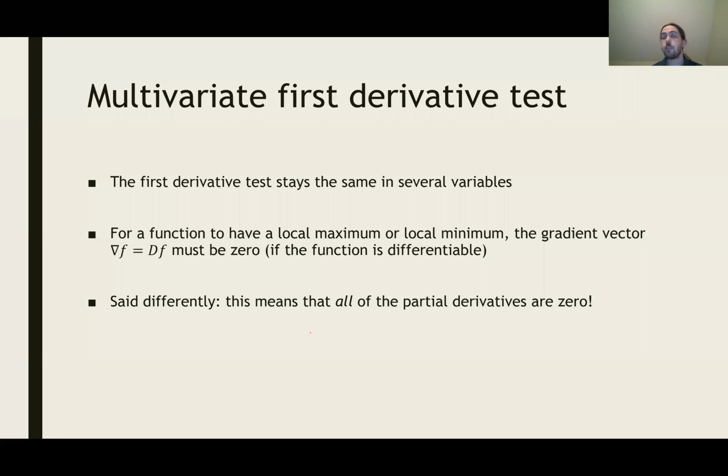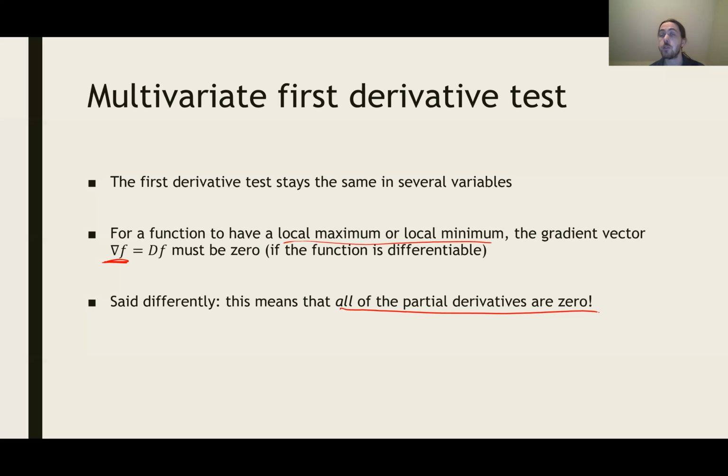So just like with single variable, the first derivative test in multivariate calculus just checks first derivatives and sees if they're equal to 0. So it has basically the same form. For a function to have a local minimum or a local maximum, we have to be at a critical point. The gradient vector grad f or df has to be 0. Or said another way, we need all of the partial derivatives of our function to be equal to 0.